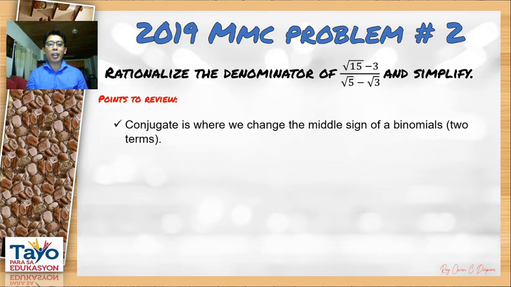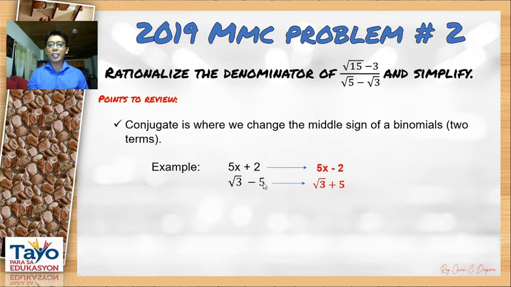First, let's talk about conjugate. Conjugate is where we change the middle sign of a binomial's two terms. Example, 5x plus 2. The conjugate is 5x minus 2. Another example, square root of 3 minus 5. The conjugate of this is square root of 3 plus 5. So if you notice, the middle sign changes by its conjugate.